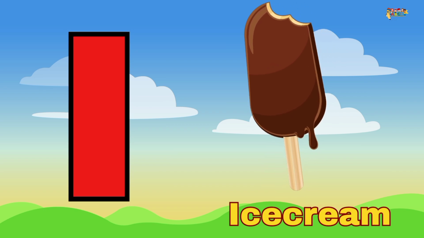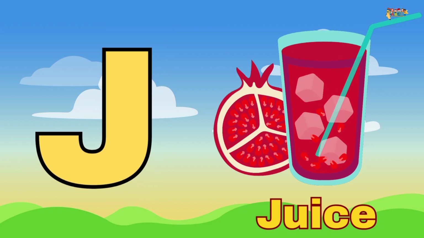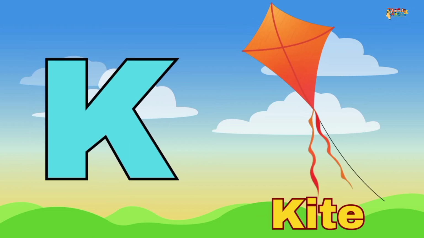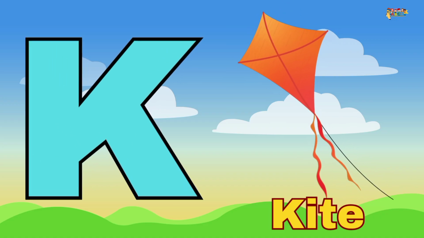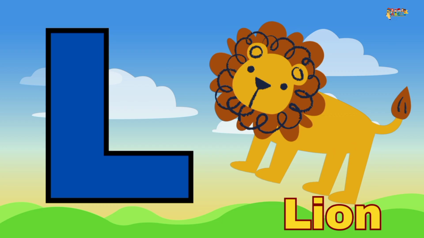I is for ice cream. J is for juice. K is for kite. L is for lion.